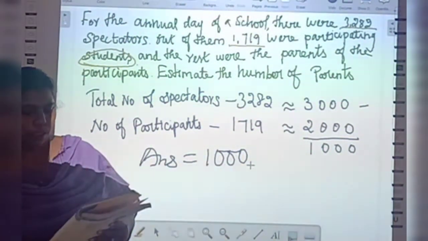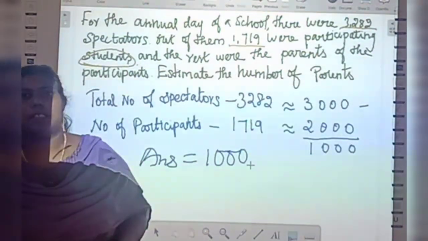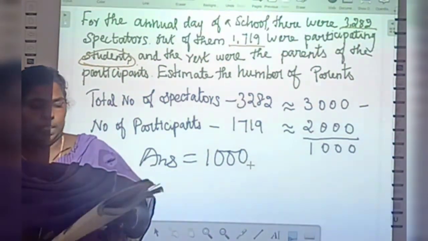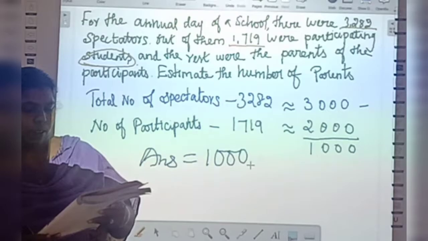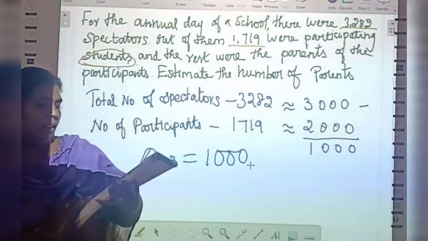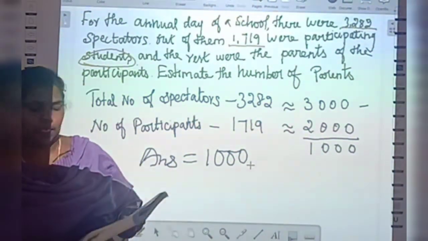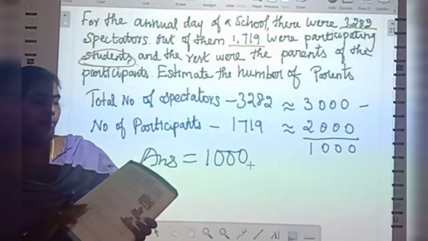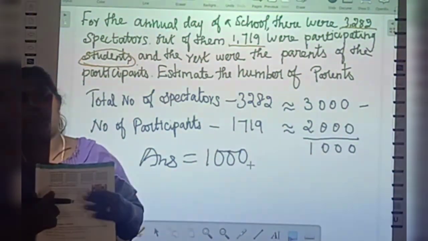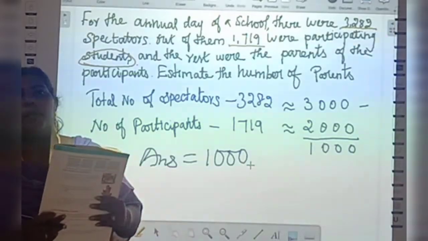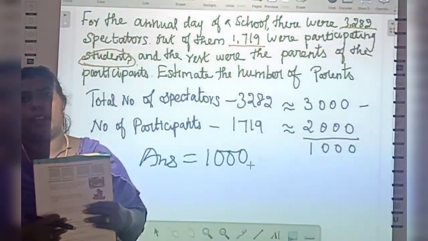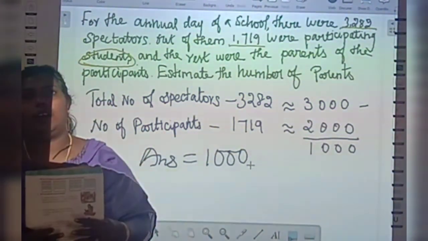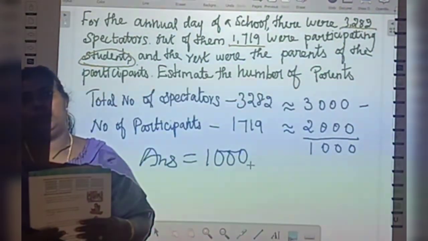What you are going to do? That homework exercise, page number 42, exercise 2.7. Exercise 2.7, 1, 2, 3, 4. Fourth question is a story problem. Okay. Please try to complete this homework exercise. If you have any doubt, please contact me. Thank you.